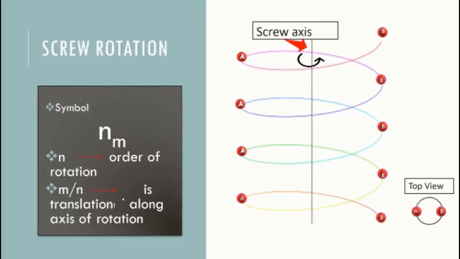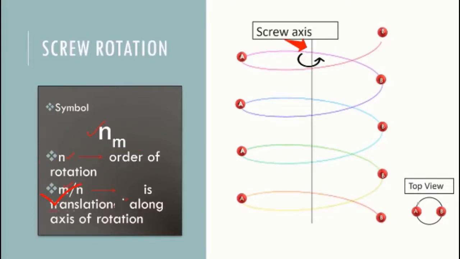As a result, the order of rotation is restricted to 1, 2, 3, 4 and 6 only. Therefore, the helix of screw in case of crystals is made up of discrete identities and the order of rotation is also restricted. Symbol of screwing rotation is n subscript m. Here n is order of rotation and m by n is translation along the axis of rotation.